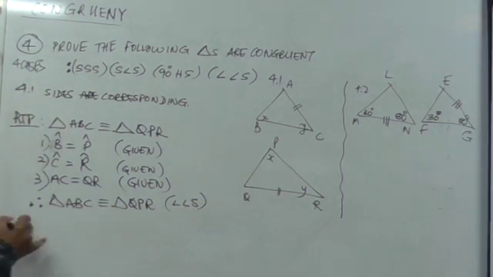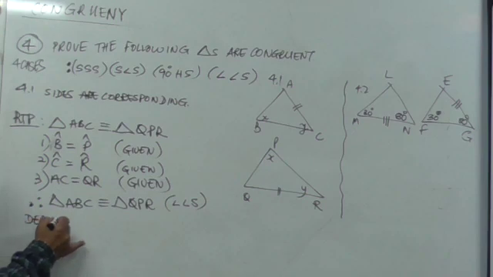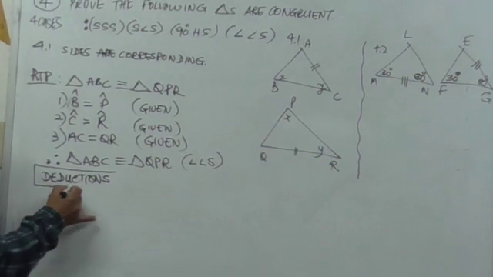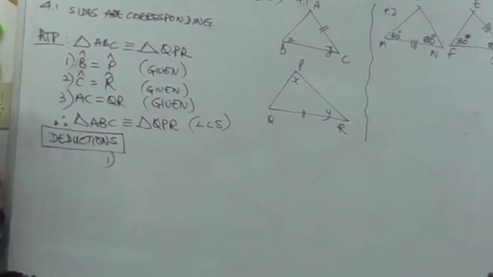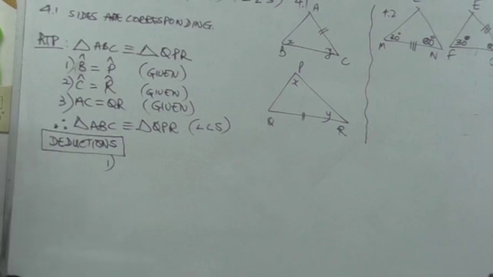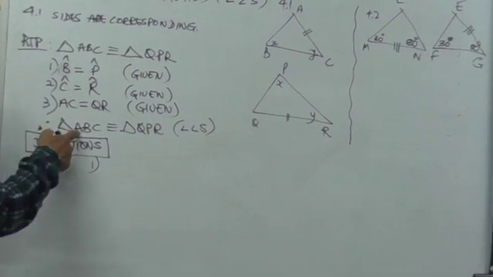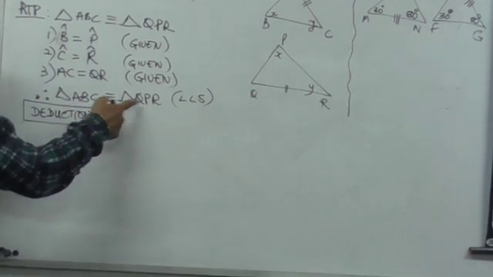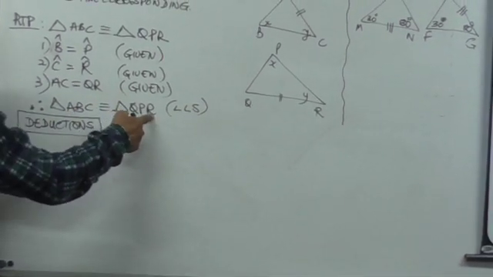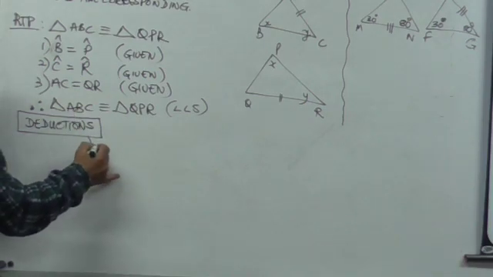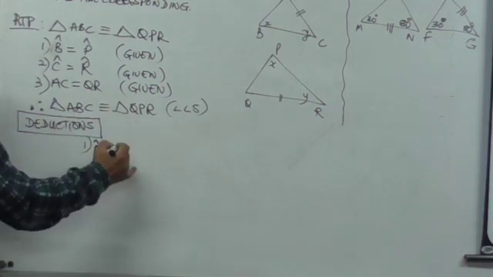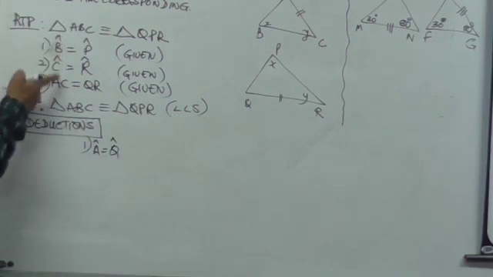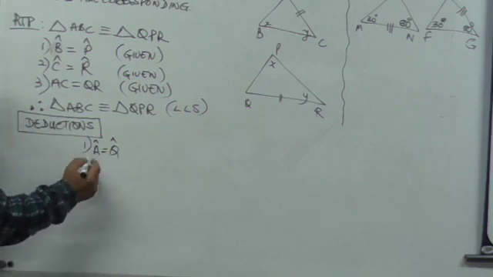Now we're going to do the deductions. Just before I write the deductions, I hope you are thinking we're going to do the angles first. Right. Let's see. The first angle will be equal to the first angle. The second angle will be equal to the second angle. The third angle will be equal to the third angle. So let's see. I will write it down first. Angle A is equal to angle Q. Did we use this in the proof? No, we didn't use it. So it is a deduction.